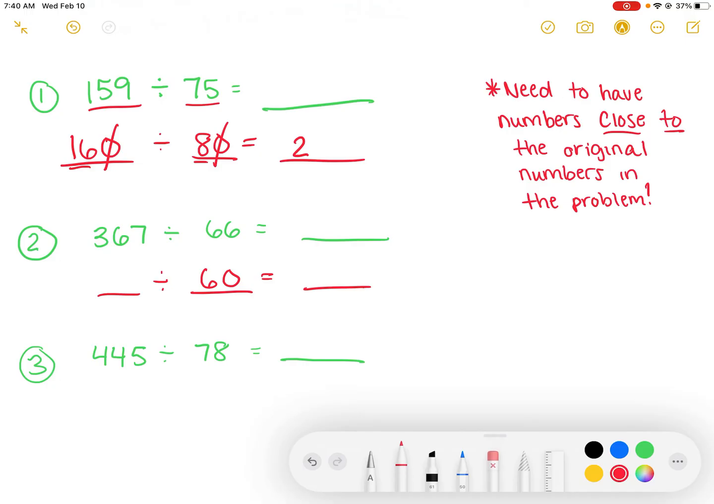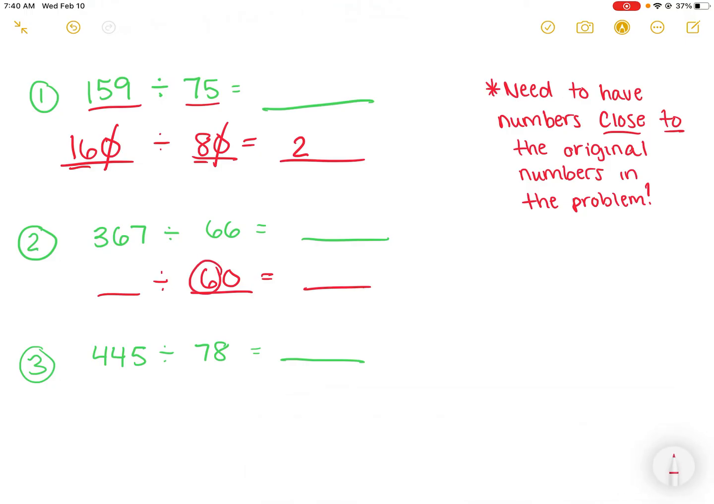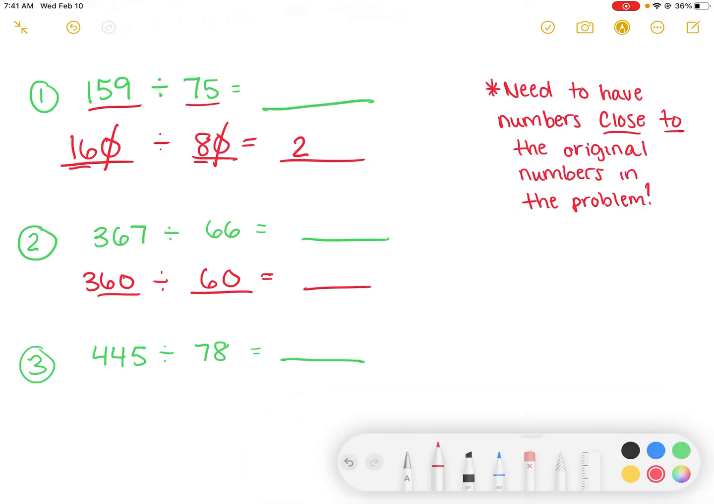in our head. Now I have to think to myself, I have a 6 here, and then I have 367, but the first two numbers, let's look at those here. So let's try to make this easy to divide by 6. If I skip count by 6s, I have 6, 12, 18, 24, 30, 36. So 36 is a multiple of 6, so that might be easy just to keep 36 as 36. So I might just keep it as 360. So 360 is close to 367, and then I have 60, which is close to 66.